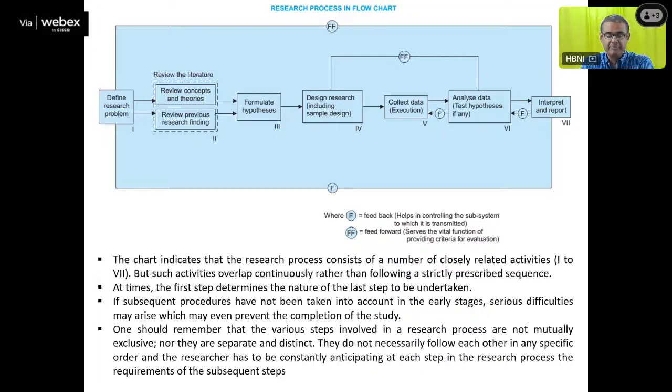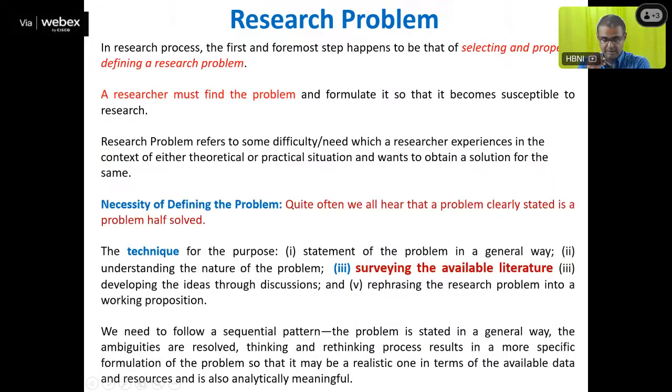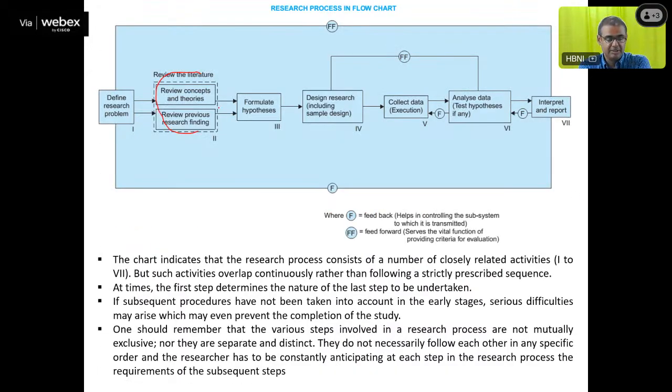If you remember, we did the research process in terms of a flow chart. First is defining the research problem, which we did last class, and then review the literature, review concepts, theories, review previous research findings. We will continue the review of literature part in this class. This chart shows that the research process consists of a number of closely related activities, 1 to 5, and we are in these two. In the first class, we did defining the research problem, and today we are going into literature review, and we'll slowly move on.